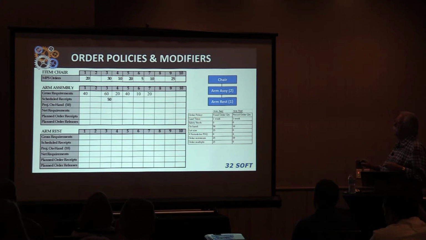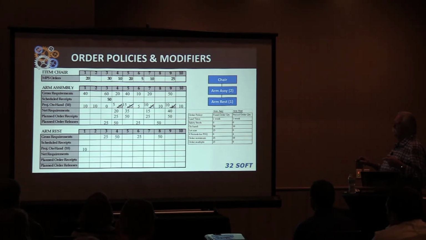So if we go through here, we can see we're just going to drive down our requirements for the arm assembly. From the chair, we got a schedule of 50. We come in and we can calculate then based upon the schedule for the arms. That's going to come, and now we're going to drive down to the armrest.